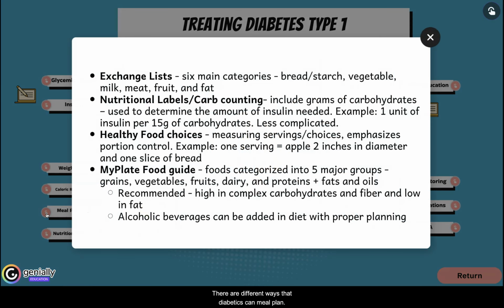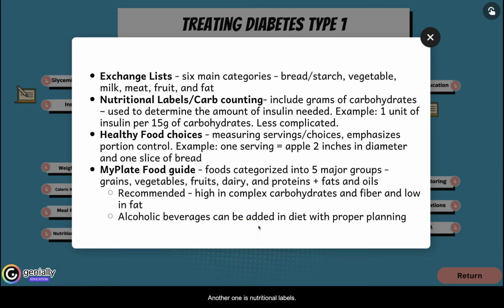Meal planning. There are different ways that diabetics can meal plan. Nowadays we have a lot of apps that can help them, but diabetic education is extremely important. We have exchange lists where they have like 6 main categories, and these meals can be exchanged. Today they might decide to eat the bread and starch, and then they can eat this much meat if they eat that. So it's like an exchange list.